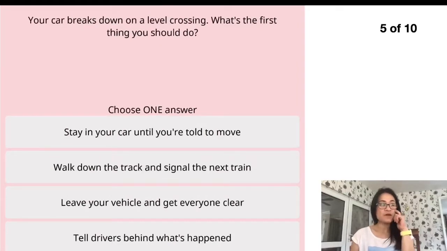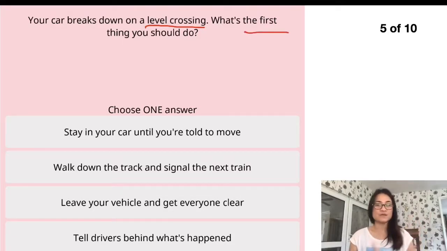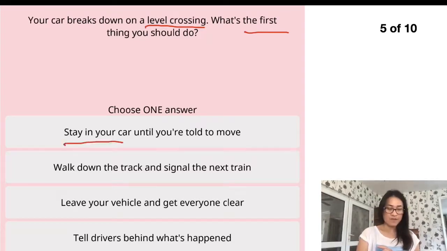Question 5. Your car breaks down on a level crossing. What's the first thing you should do? They ask you the first thing that you have to do. The first one said stay in your car. What do you think? Your car breaks down on a level crossing. You have no idea when the train will come. And the first thing that you said you would like to do is stay in your car until you are told to move. I don't think so.